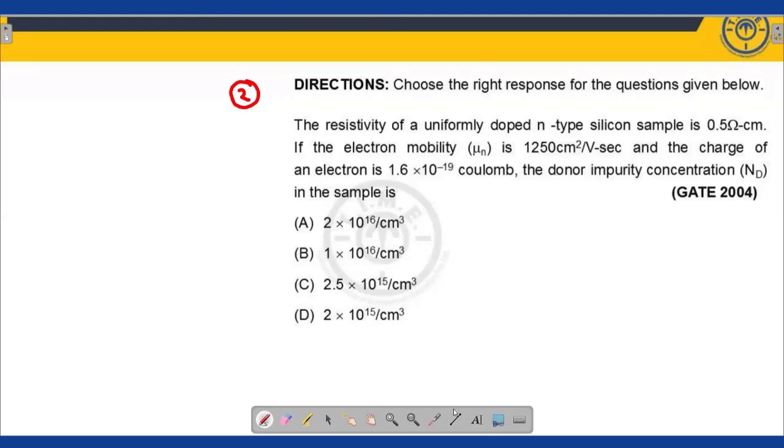He has given the resistivity of a uniformly doped n-type silicon sample, and the electron mobility, the mu n value is this one, and the charge of the electron is this one. Now he is asking what is the donor impurity concentration in the sample.